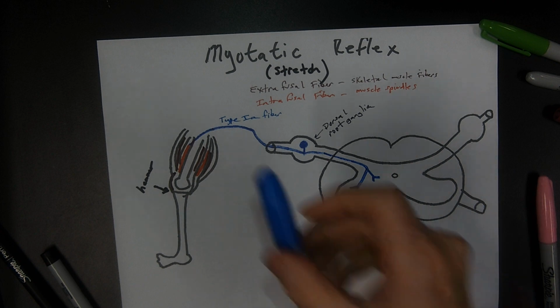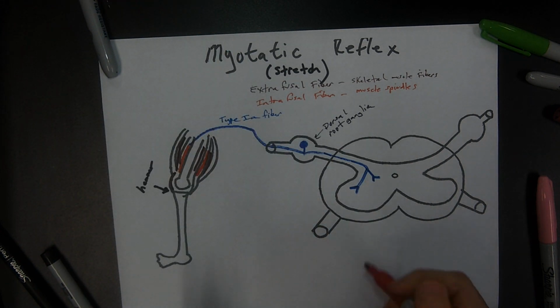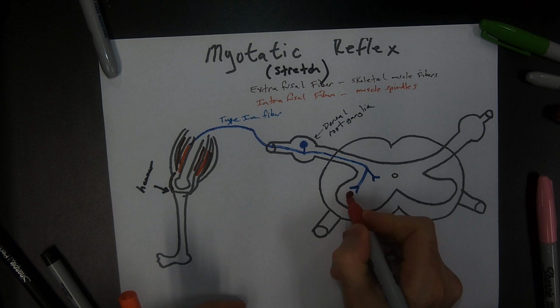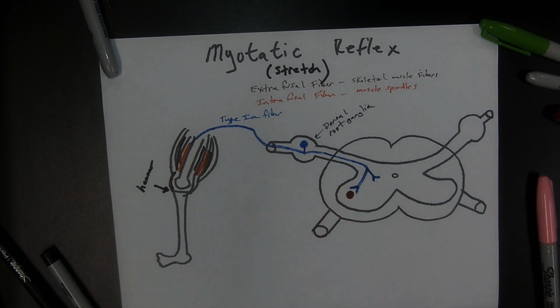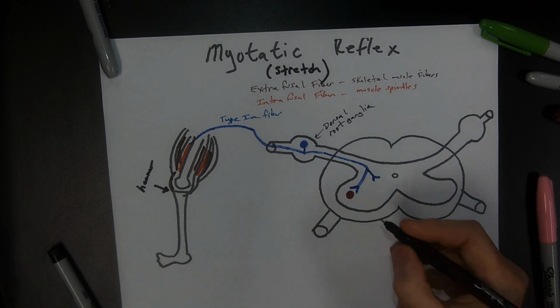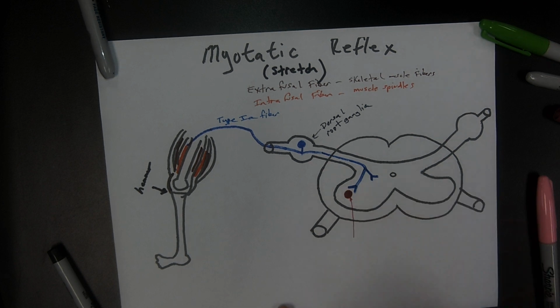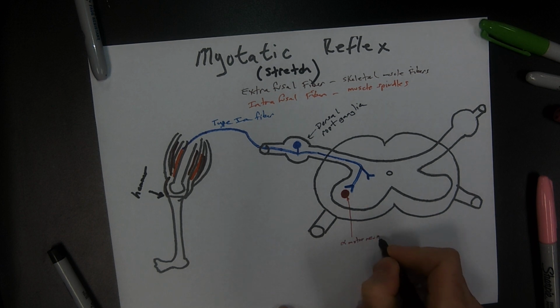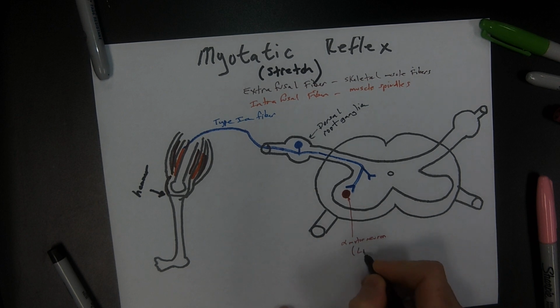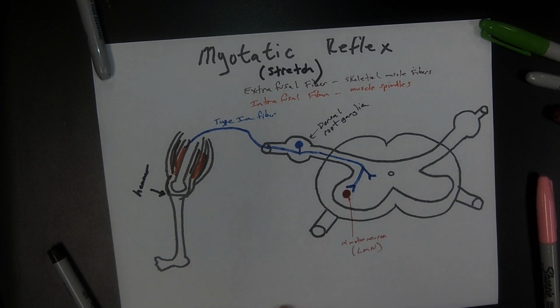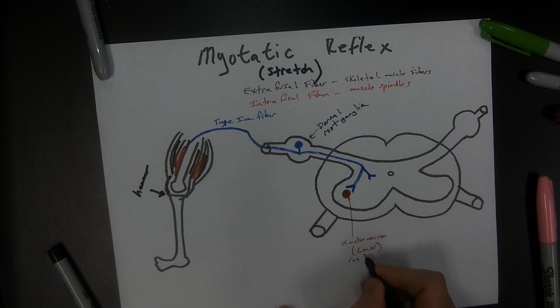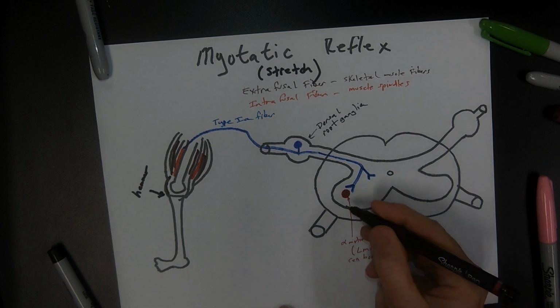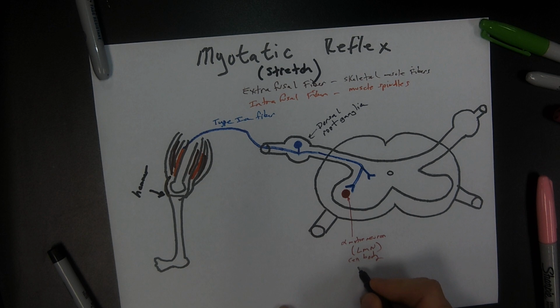So here you're going to synapse on an alpha motor neuron. Here's the neuronal cell body, lower motor neuron cell body. We can say alpha motor neuron, which is a lower motor neuron. That's the cell body. And let's say that this is specific for the quadriceps, or the quads.